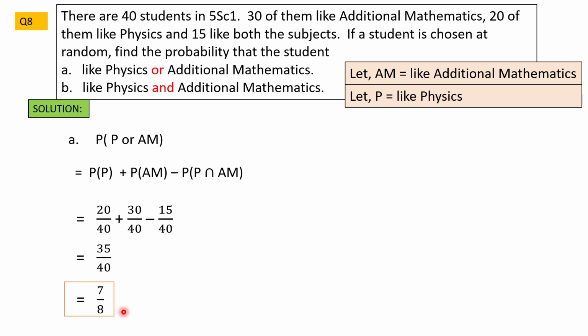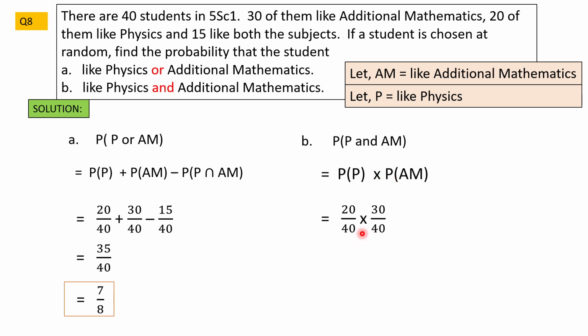Now for the second question, the probability that the student likes physics and additional mathematics. So if you come across the word and, then you have to multiply. So probability P and AM. So probability P times probability AM. So 20 over 40 times 30 over 40. Simplify and you will get the answer.